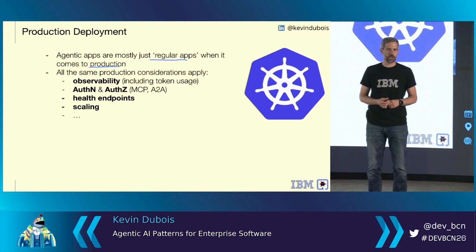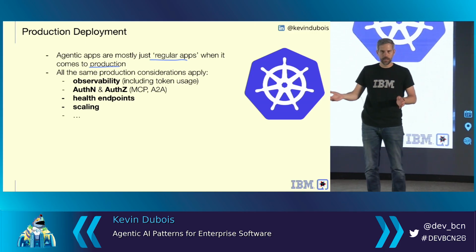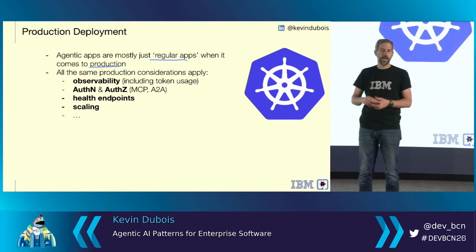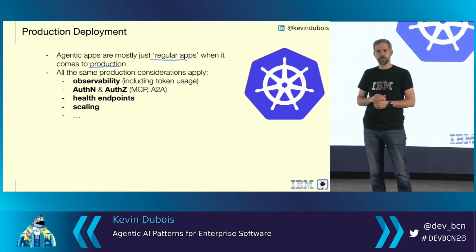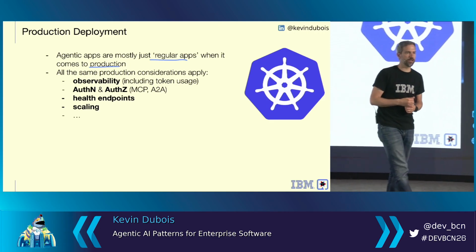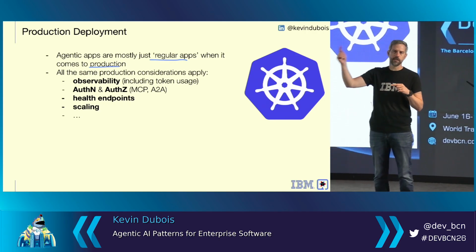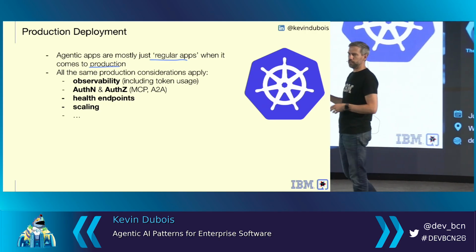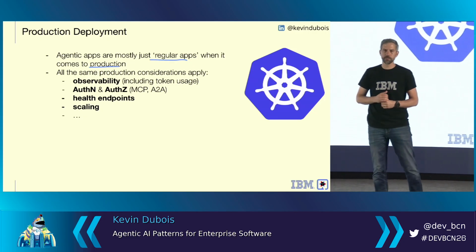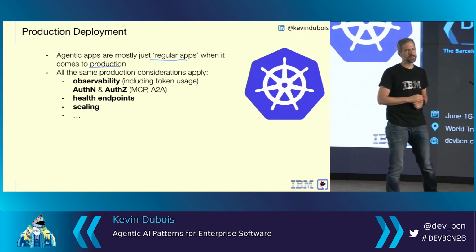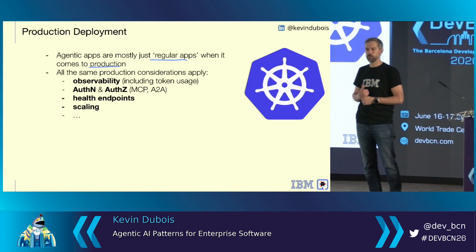Authentication, authorization, for example, if you want to call MCP, those are remote tools. Maybe you're creating an MCP server, you can do that with Quarkus or with Java as well. But maybe you want to make sure that the authentication is included in that. Perfectly possible as well, and it's the same concepts as any other kind of REST endpoint or whatever.